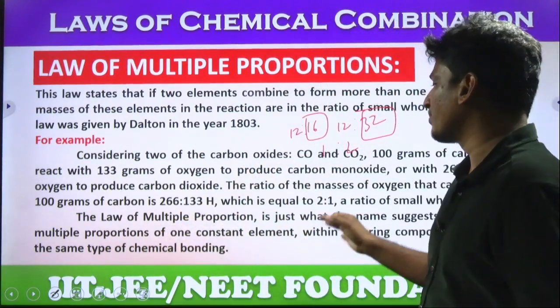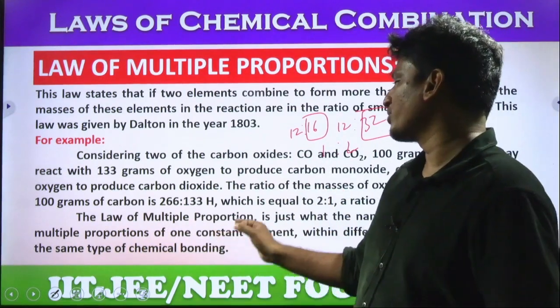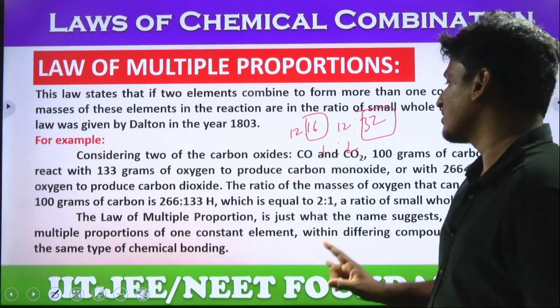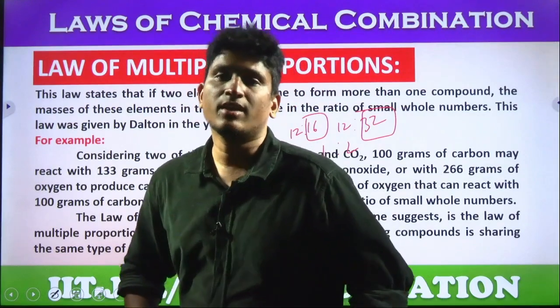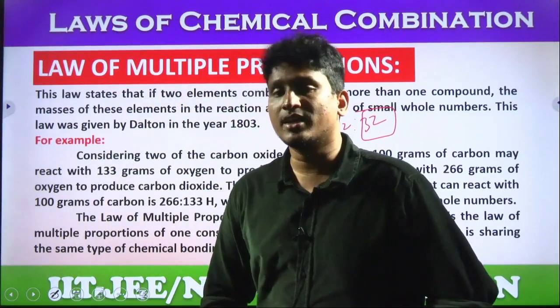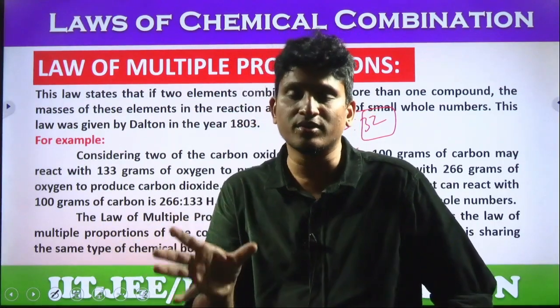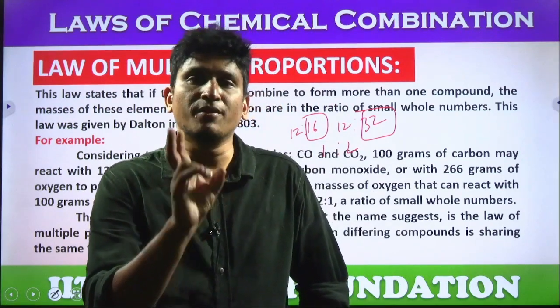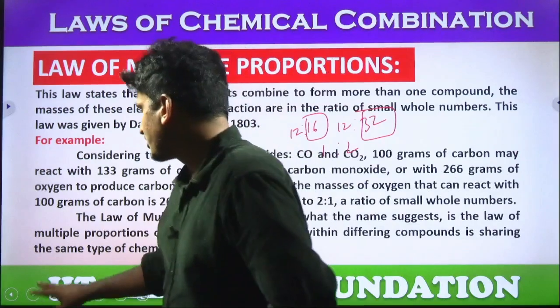This law of multiple proportions is just what the name suggests. The law of multiple proportions is one where the constant element within differing compounds is sharing the same type of chemical bonding. Here one element is common, a single element. The other element is always combining in a simplest whole number ratio, that is multiple proportions, in different compounds which are made up of the same elements. Understood? That is the law of multiple proportions, students.